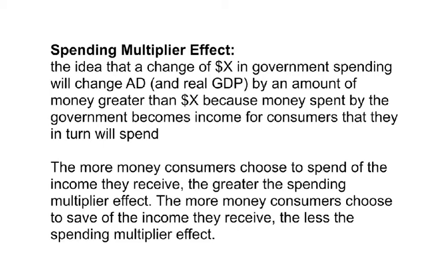A lot of text here, so let's break it down. The first one is, it's the idea that a change of X dollars in government spending will change aggregate demand, and therefore real GDP, by an amount of money greater than that X dollar amount that the government initially spent, because money spent by the government becomes income for consumers that they in turn will spend.